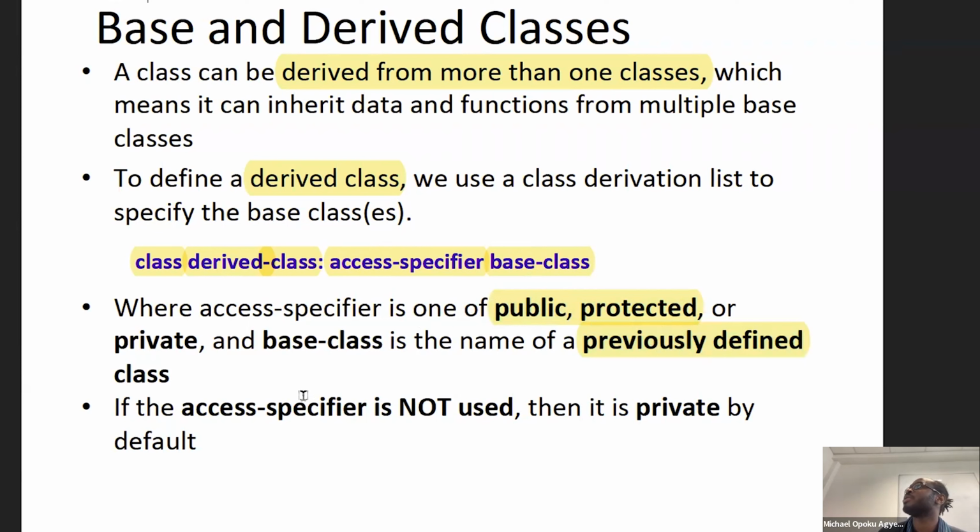Basically, if we don't specify this, they're automatically inherited as private. Remember, private means that it needs to be accessed within the class or within the scope of the particular class. So you need members of that same class or member functions of that class as well.